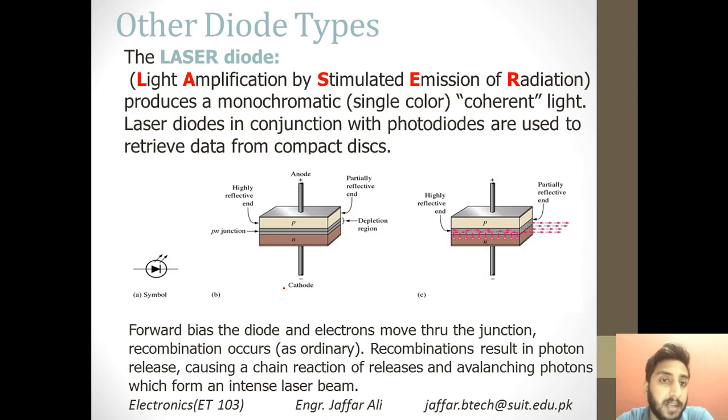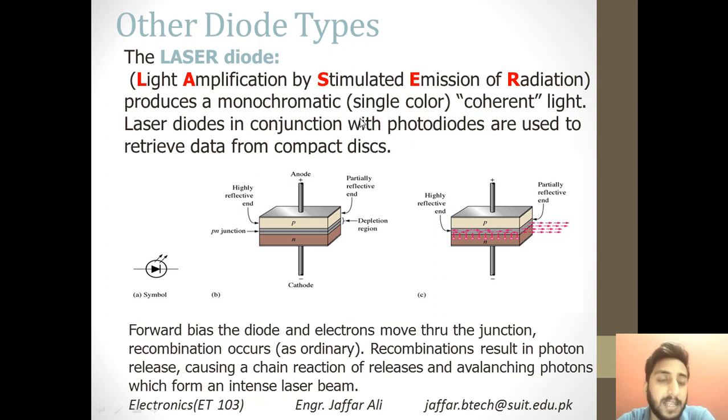So this is another very important diode type, and this is the last type that we will be discussing in today's class. This type is basically termed the laser diode, and it is the most used diode nowadays. It stands for light amplification by stimulated emission of radiation, and it is a process producing monochromatic, coherent light. Now what is monochromatic? Mono means one and chromatic means color. So this is single color light. If you want to create a single color light, this diode will be the one that you will need.